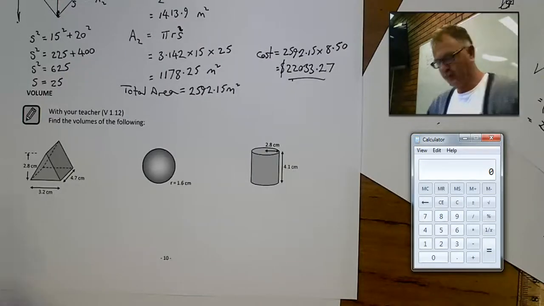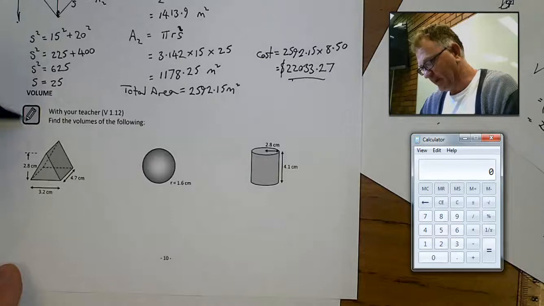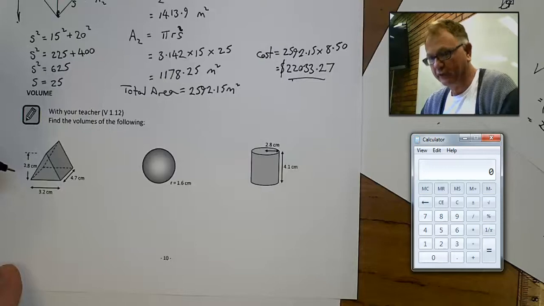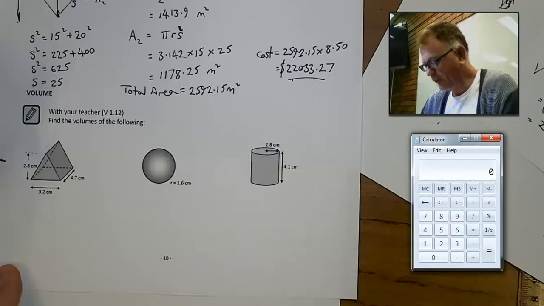Now we're finding out the volume of some shapes. The idea is to find out the number of little cubes, of centimetre cubes, that would fit inside a shape, or metre cubes if it was bigger. And there's a formula for doing it.